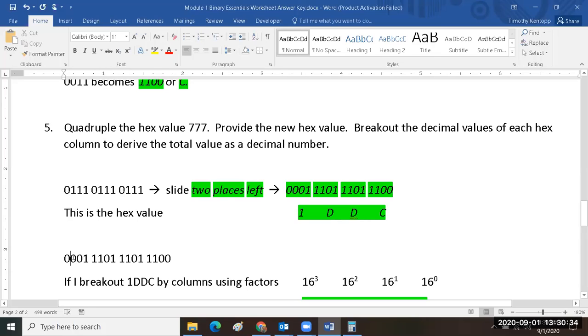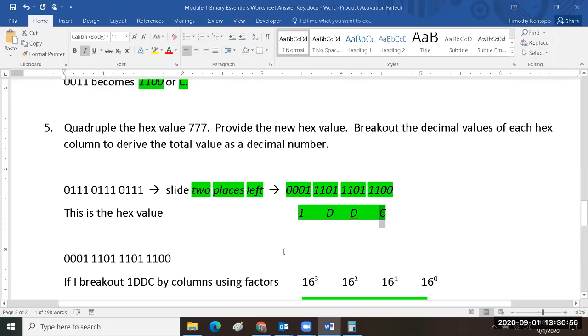decimal table, 0001 is equal to what in hex? 1. 1101 is equal to what in hex? D. 1101 is equal to what in hex? D. Same. Yeah. 1100 is equal to C.